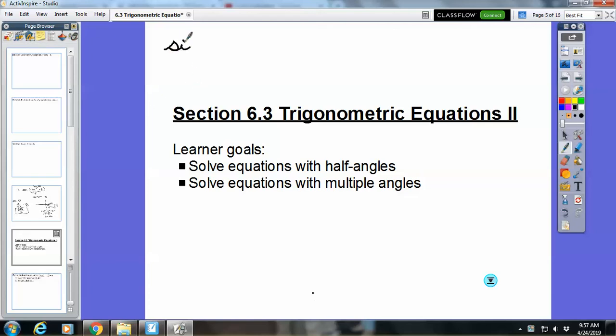if I said like sine of 2 theta, what did that 2 do to our graph back in chapter 4? A number out in front changed the amplitude, a number with the angle changed our period. It made it narrow. It changed the period of the graph, how long it took to repeat.